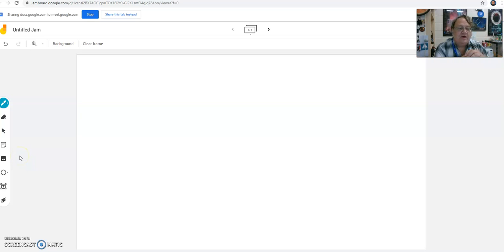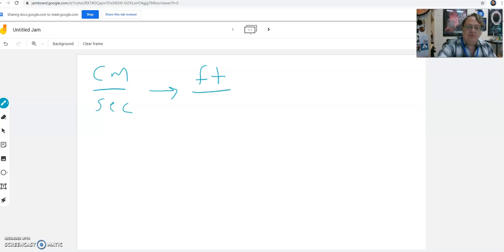Hey everybody, I want to try and walk you through a little conversion. So let's try a very simple conversion factor going from centimeters per second to, how about feet per hour? So how do we do this?